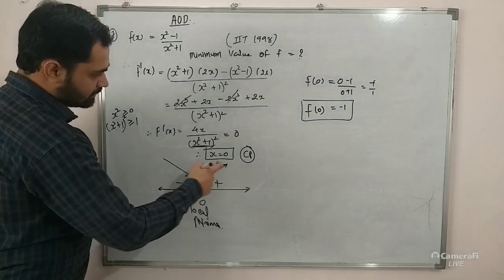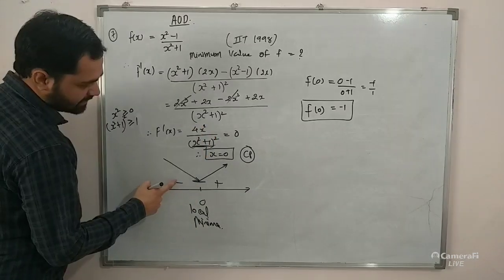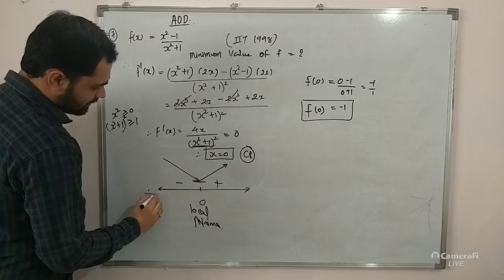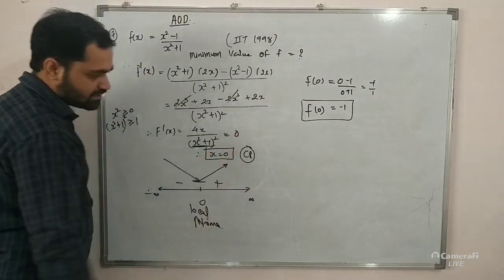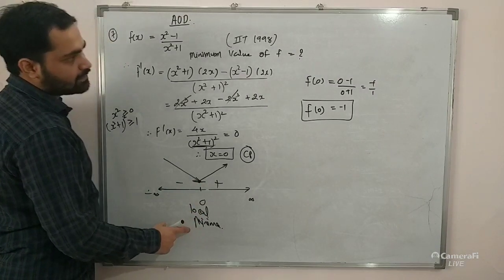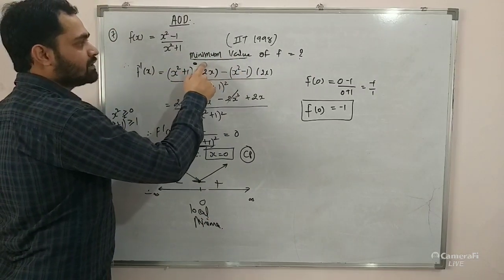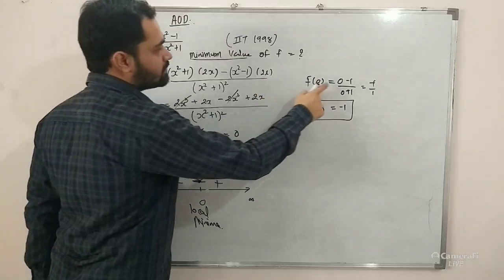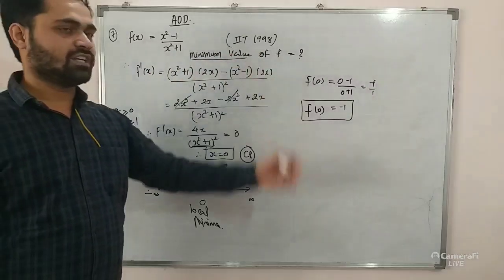So now indicating the critical point on the number line, the sign changes from minus to plus. In the interval minus infinity to 0 the function is decreasing, and in the next interval the function is increasing. It means this point is a local minima point. For a local minima point the value is minimum, but they are asking for the value, not the point. So we substitute x equal to 0 and get 0 minus 1 upon 1, which is minus 1. So the minimum value of the function is minus 1, right?